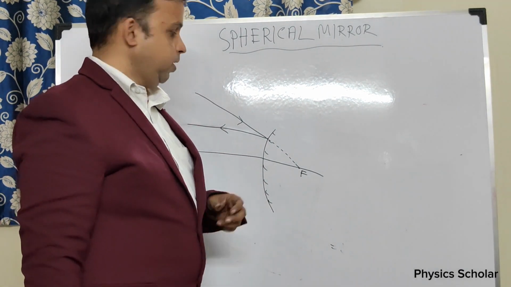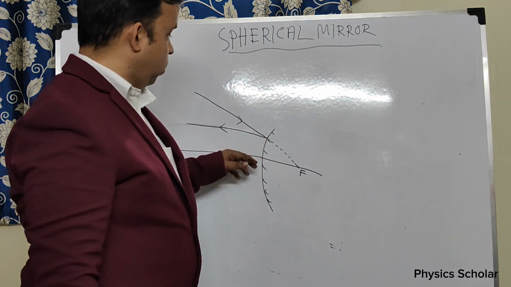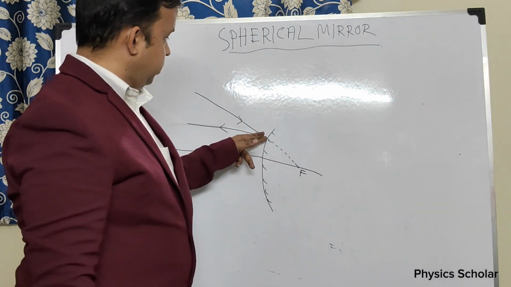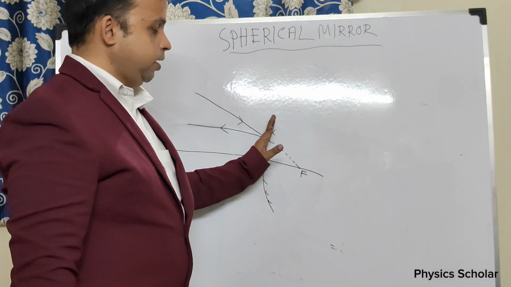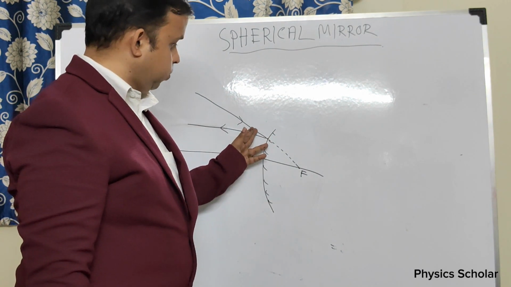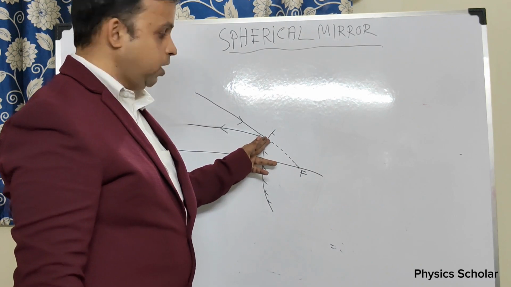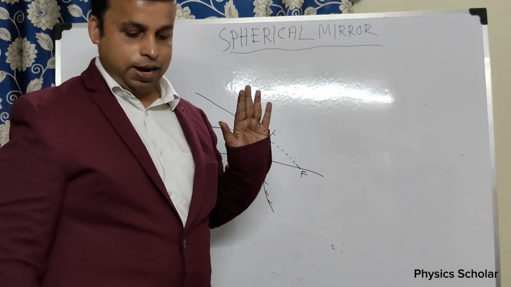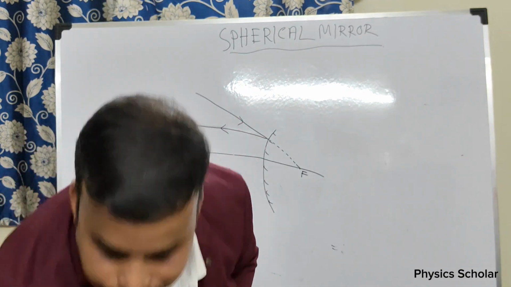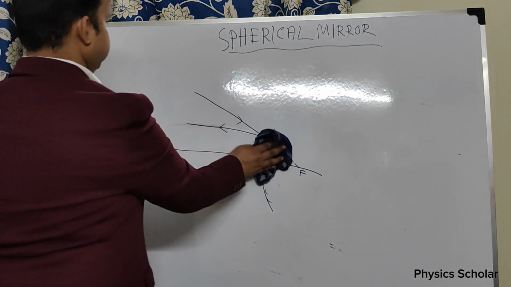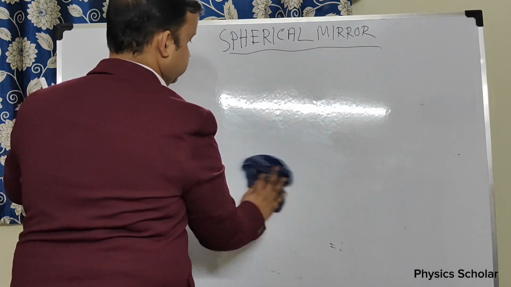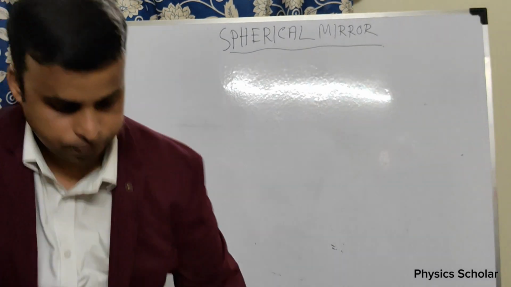In case of the convex mirror, if the ray of light is directed so that, if the mirror is not there, it seems to meet at its principal focus, then after getting reflected by the mirror, the reflected rays will be parallel, okay, to the principal axis.